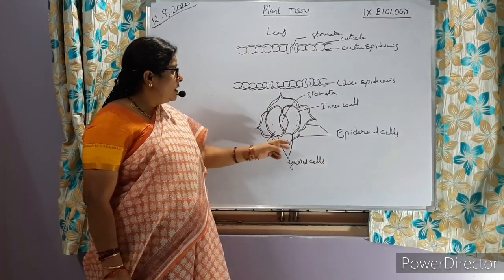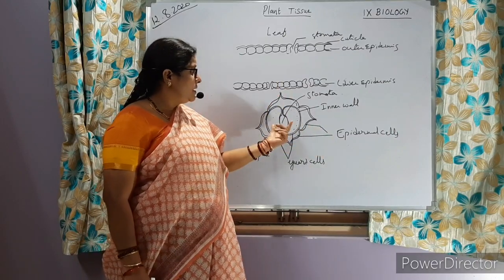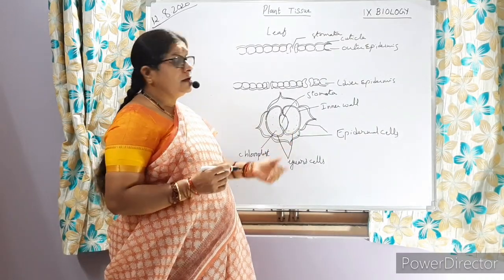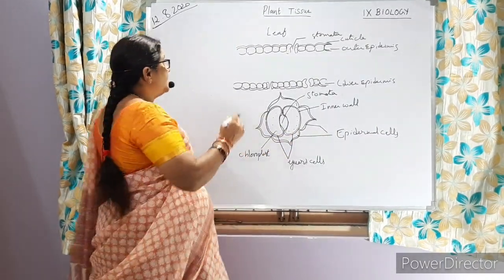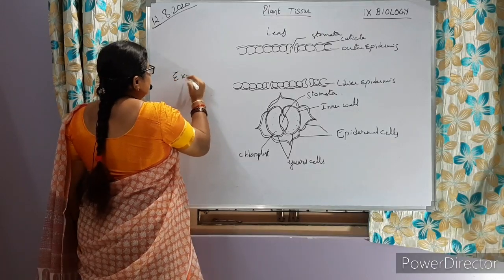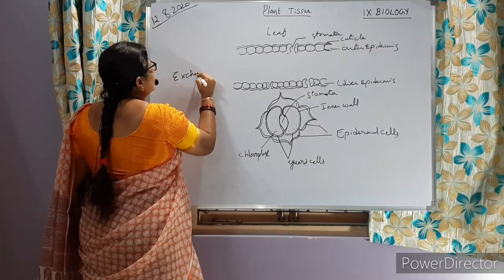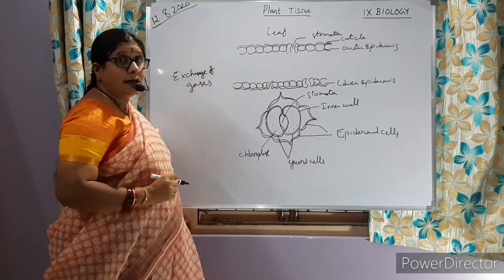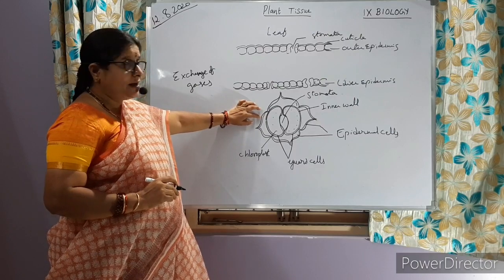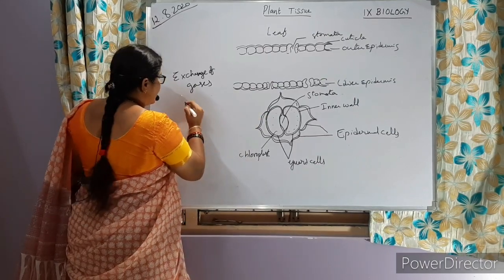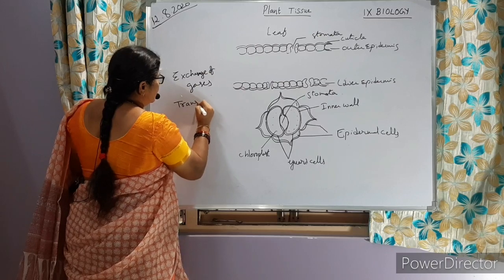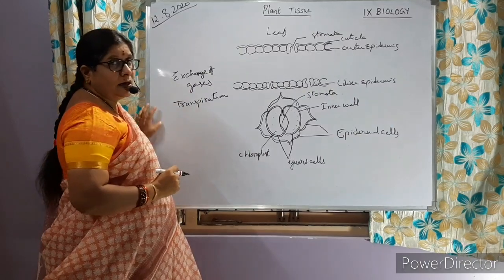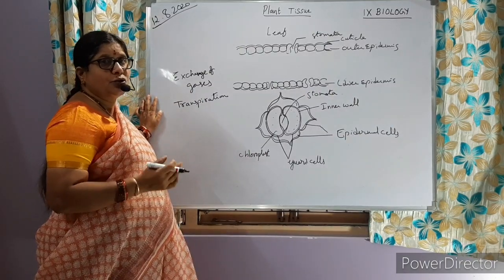Now the epidermal cells in leaves form stomata at certain places, which help in exchange of gases. Exchange of gases. Apart from that, another function is also carried out by stomata. What is that function? Transpiration. What is the meaning of transpiration? Removal of excess water through stomata of leaves.